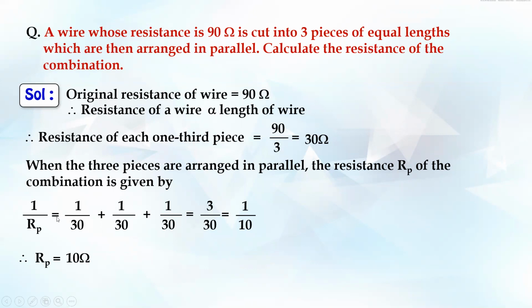So the next part you already know. That is 1 upon RP is the summation of 1 upon R1, 1 upon R2, 1 upon R3. So the denominator is the same, 3 upon 10, that is 1 upon 10. Taking the reciprocal, RP comes to 10 ohms. That's how it is done. So the only thing is the second and the third step, the rest is easy. We'll move on to the next sum.